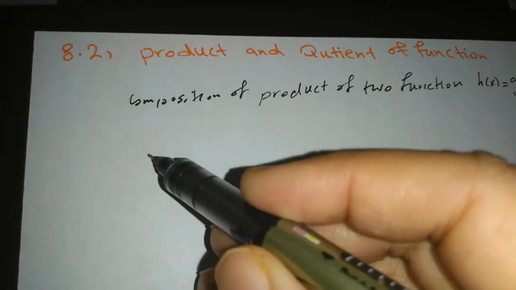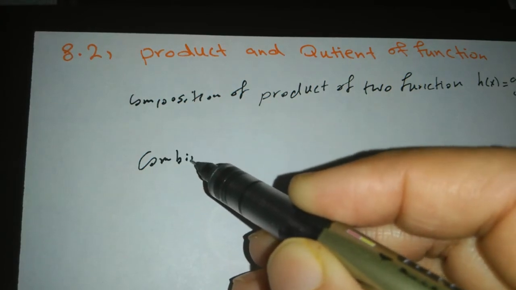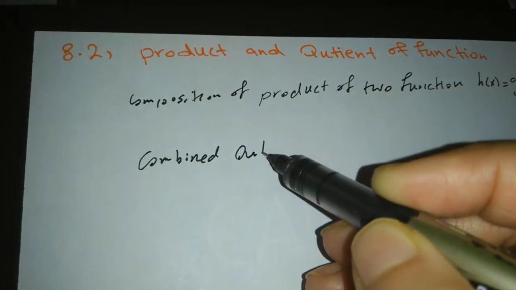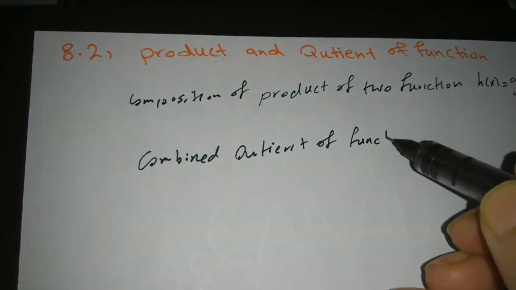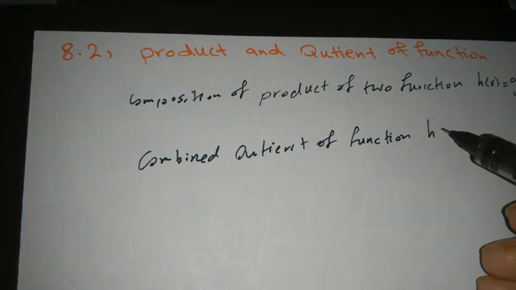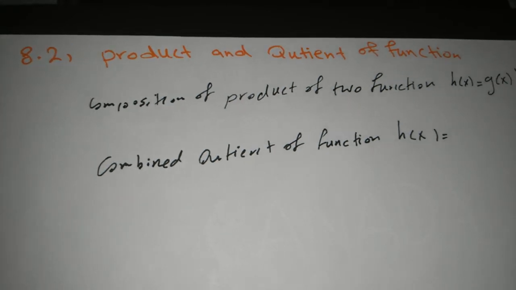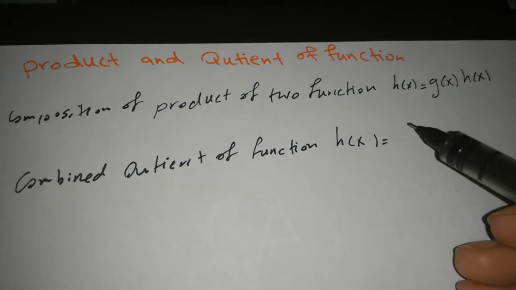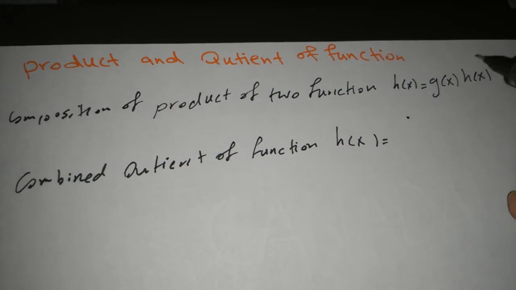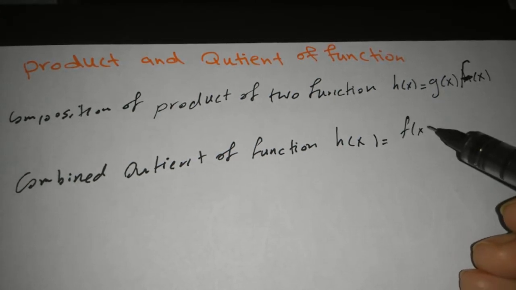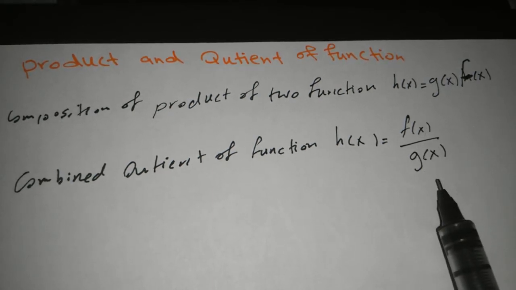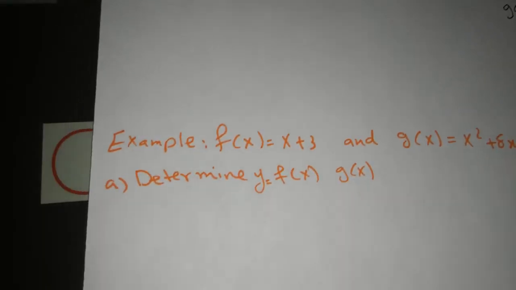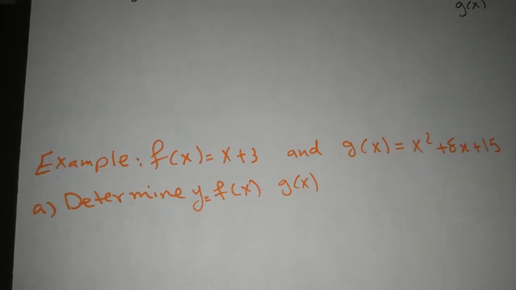So combined, the quotient of functions. Let's say h of x is equal to f of x divided by g of x. So if you divide two functions, you say that this is the quotient. Now let's just do an example.